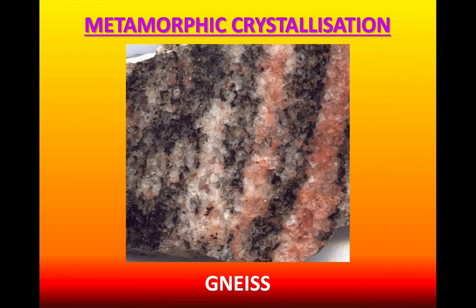The first rock is gneiss, spelt G-N-E-I-S-S. This rock is completely crystallized. The crystals are 2 to 3 millimeters across, and there are several different minerals within the rock. There are minerals of feldspar, which are white or pink in colour, grey minerals of quartz, and dark crystals of biotite mica.